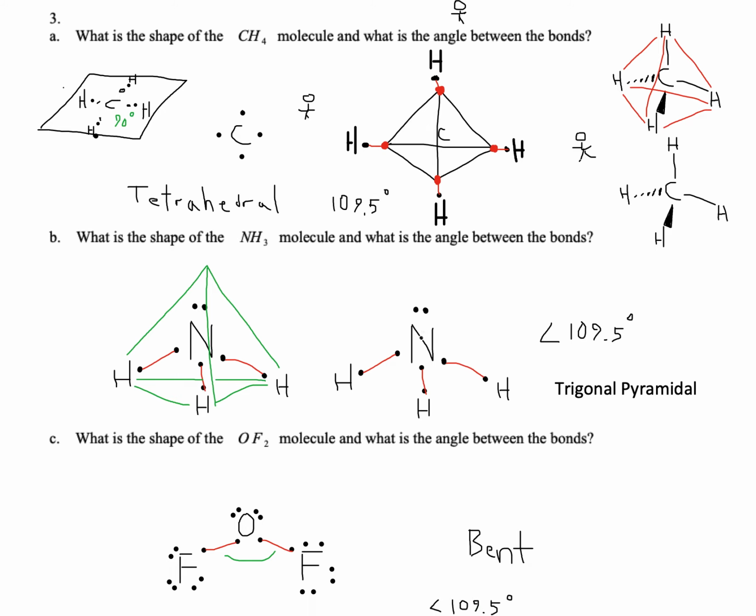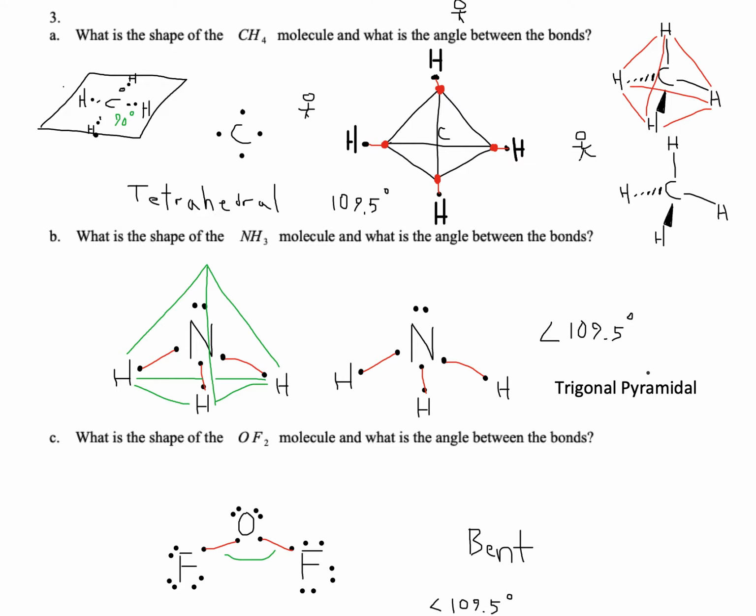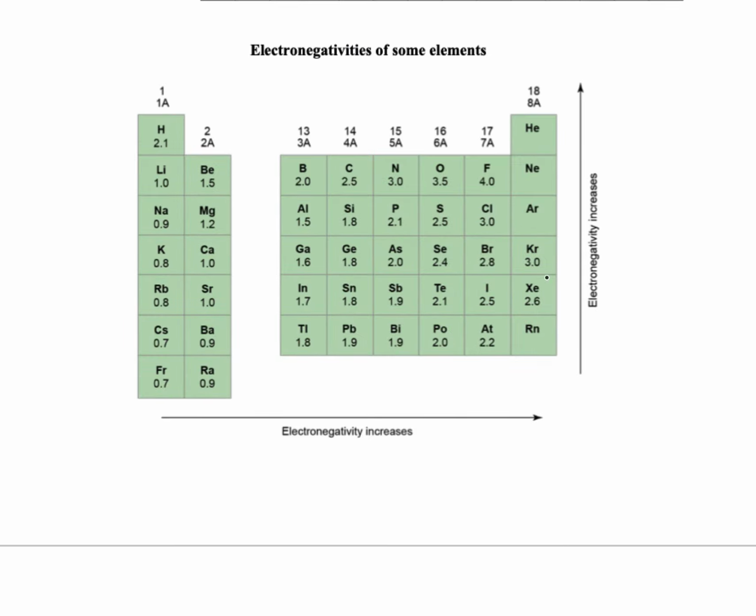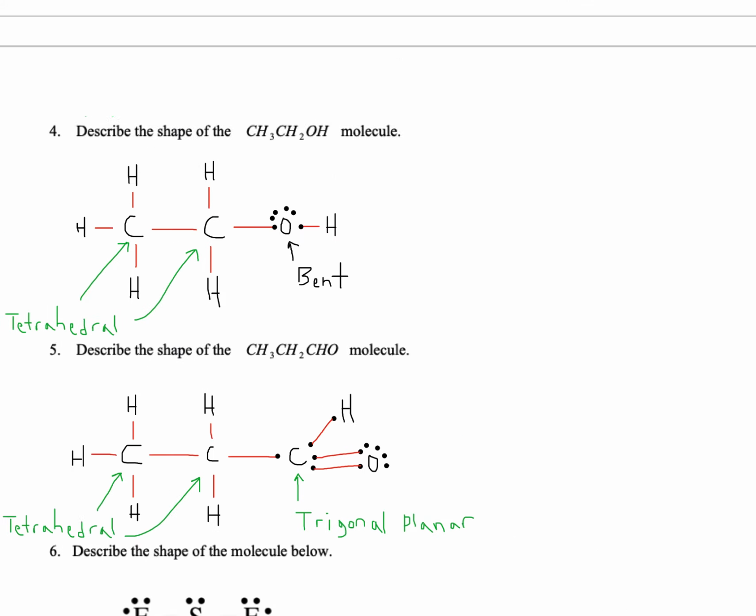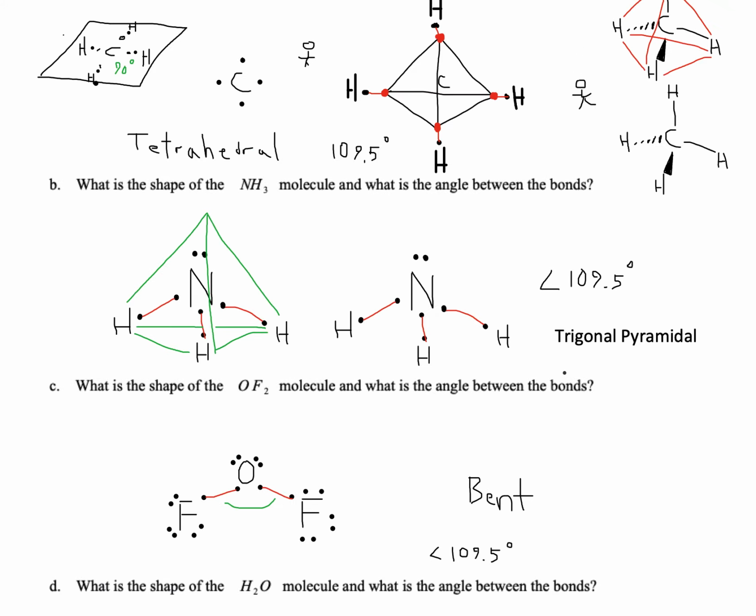Let's take a look at NH3. Nitrogen has an electronegativity of 3, and hydrogen has an electronegativity of 2.1. That is a significant difference there. It's 0.9 of a difference. So that's going to definitely be a polar bond between nitrogen and hydrogen. Nitrogen will represent the negative side of those bonds, and each of these hydrogens can be a delta plus.